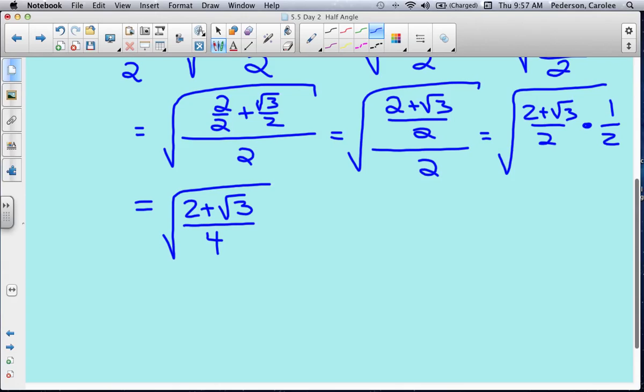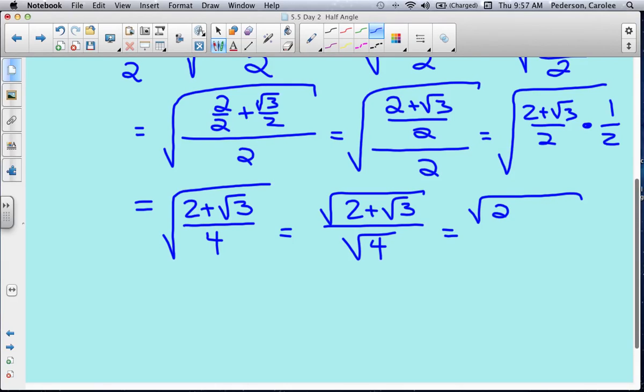Now we can split up that radical into 2 radicals. The only part that I want you to reduce is the square root of 4. You can leave that other numerator as a double radical. And that is the exact value for the sine of 105 degrees. Before, we could only find the sine of 105 degrees by plugging it into our calculator and approximating it with a decimal.